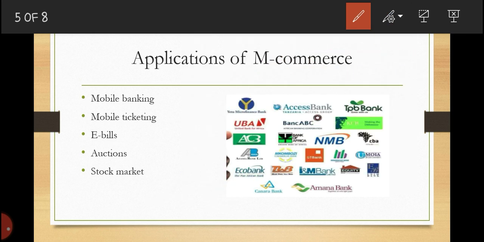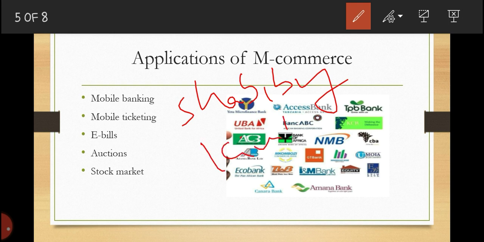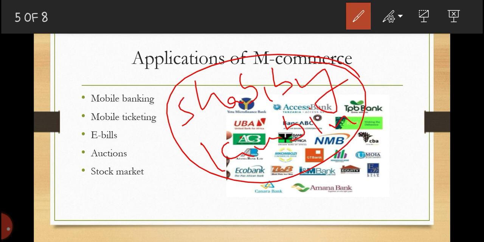Now we have mobile ticketing and booking. Making bookings and receiving tickets on the mobile is also another application of mobile commerce. The digital ticket, or boarding pass, is sent directly to your phone after you have made a payment. We have companies like Shabibi and Kimbinyiko in Tanzania. These bus companies provide what we call mobile ticketing and booking.